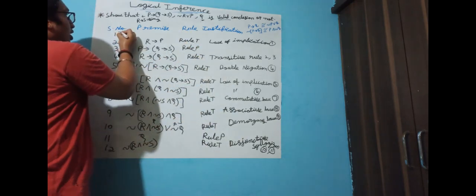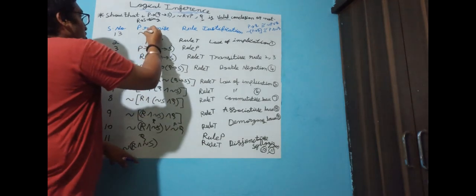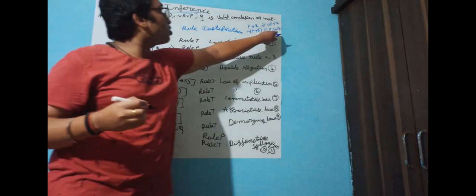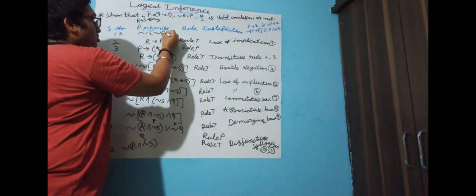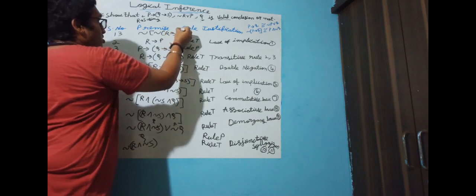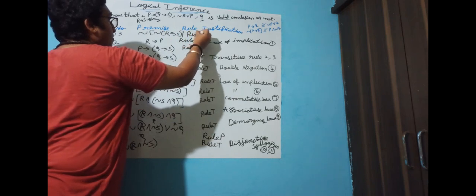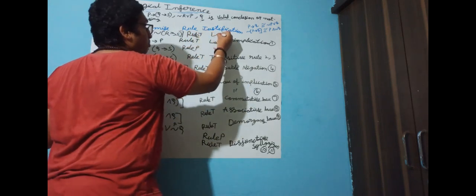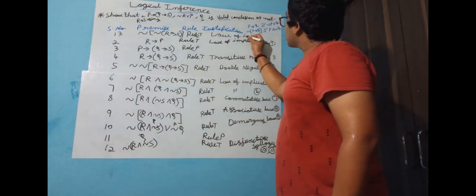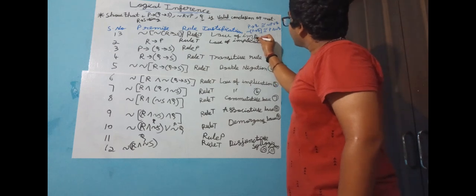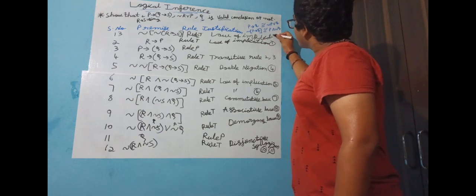Now step 13. From this one, what can you write? Negation of R and negation S you can write as negation of R implication S. This is rule T by law of implication. On which step have we applied it? Law of implication for step 12.